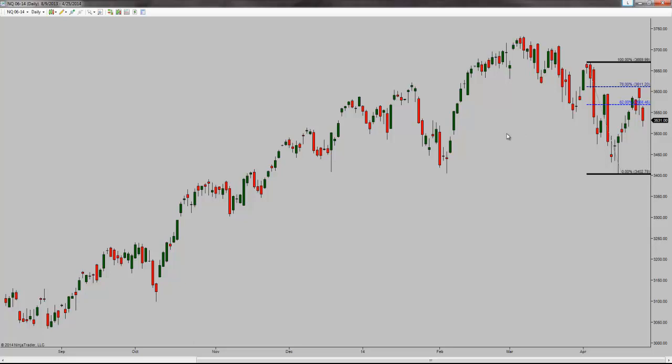Let's see, there is the two-day FOMC event, starts Tuesday, announcement is Wednesday, and then we have the monthly non-farm payroll report on Friday. So there's quite a bit going on.